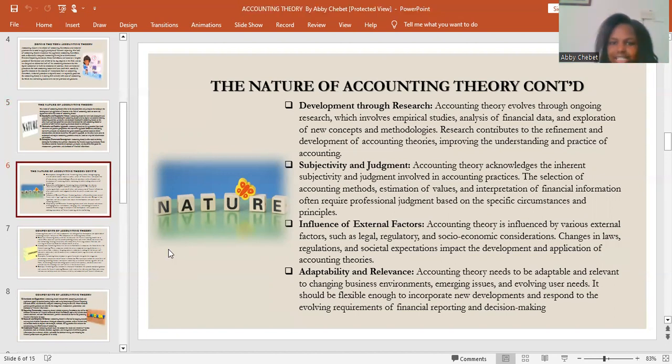We have influence of external factors. These are influenced by various factors such as legal, regulatory, social, and economic considerations. And this basically means when there's a change in laws and regulations, then it affects how accounting is practiced. Adaptability and relevance. Accounting theory needs to be adaptable and relevant in that it should be flexible enough to incorporate new developments and respond to evolving requirements of financial reporting and decision making.